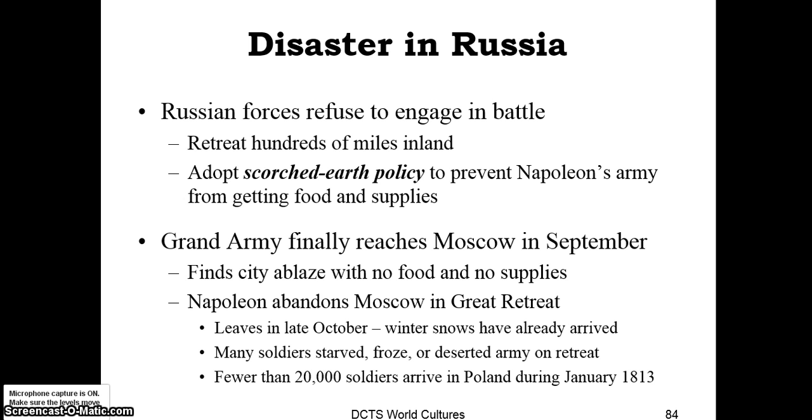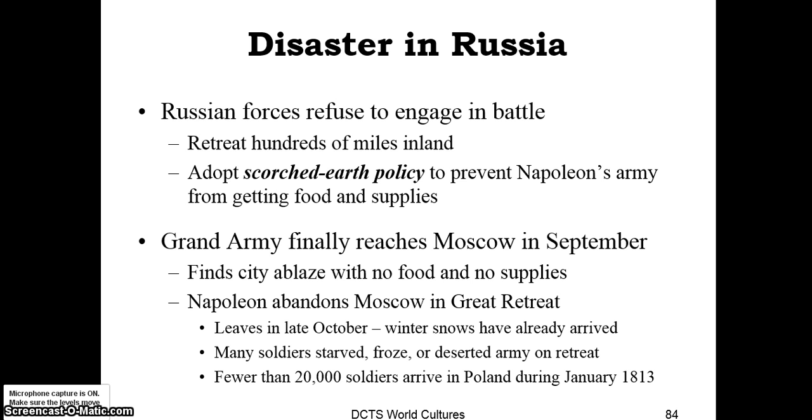So when they find the city ablaze, Napoleon will abandon Moscow in what's called the Great Retreat. They leave in late October, and the winter snows have already arrived. That is the secret that the Russians kept. The greatest weapon that the Russians will ever have is the Russian winter. Their winters are brutal, they are hard, and if you are not properly prepared for them, you will die. And that's exactly what's going to happen to Napoleon.